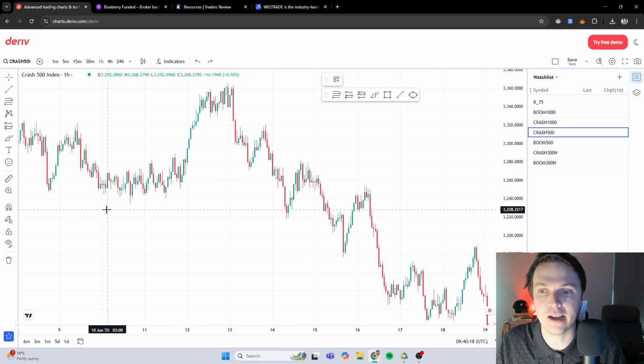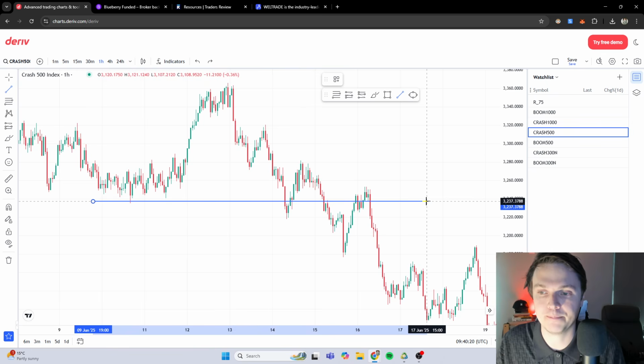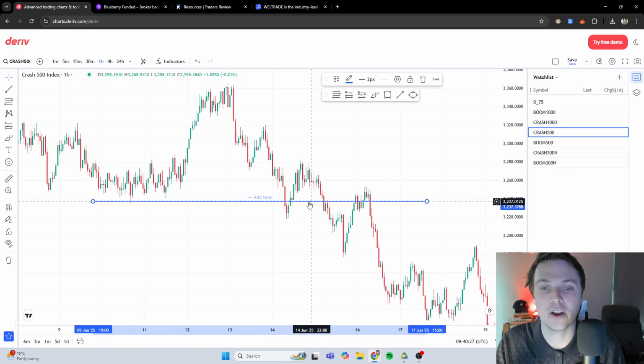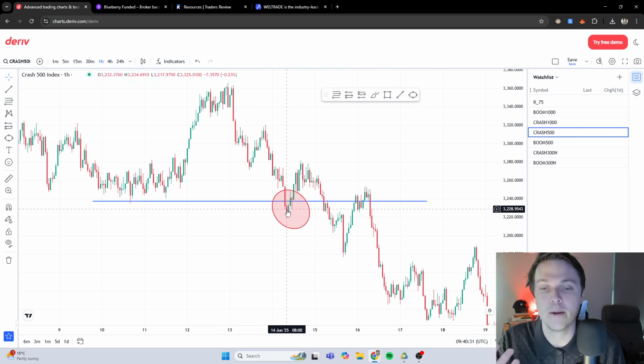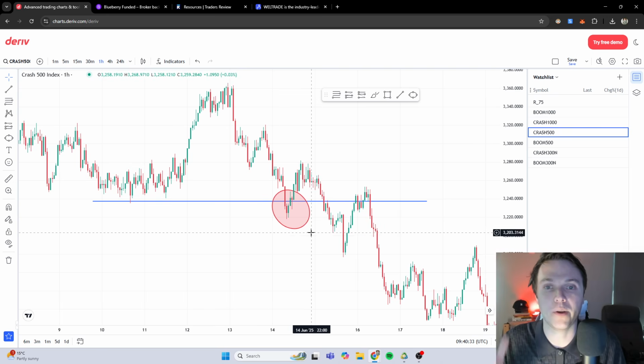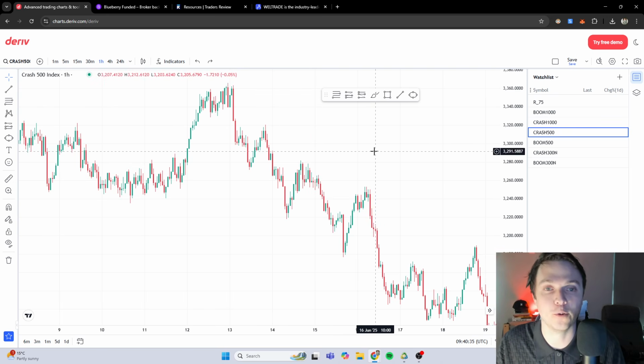So if I take the line tool and I draw it to the right over there, you can see that Crash broke through it, closing beneath this. So now we are going to look for a sell trade. You can see this type of movement to the downside, breaking that low. We are now in sell mode. So we are going to look for sells.